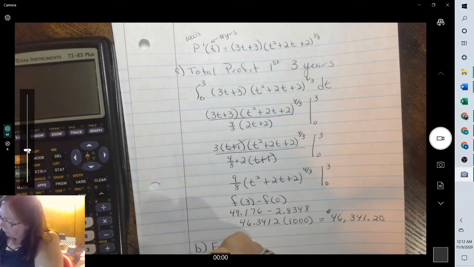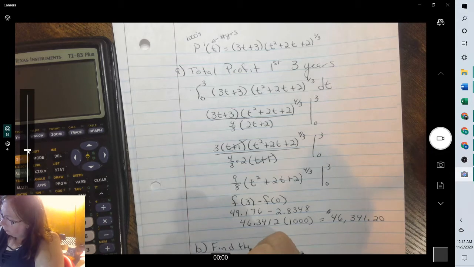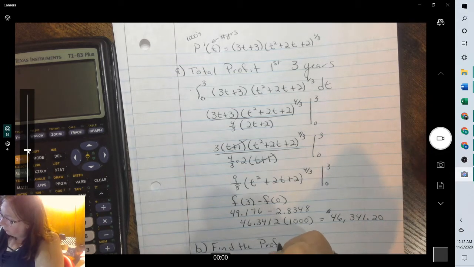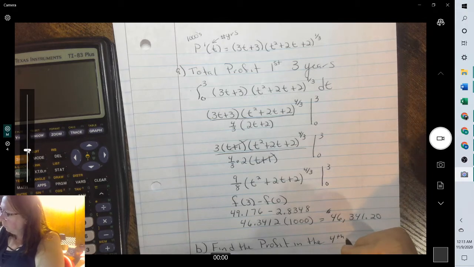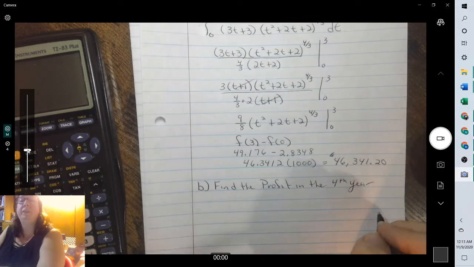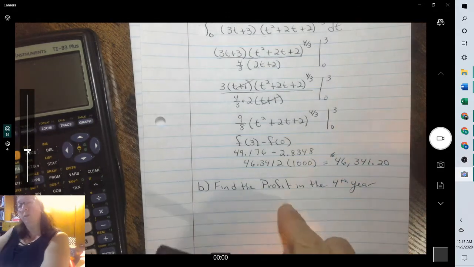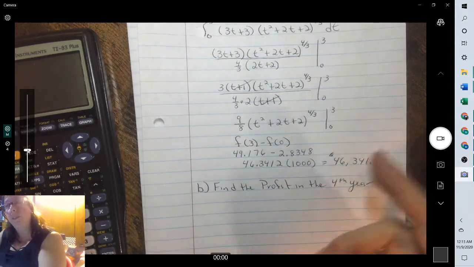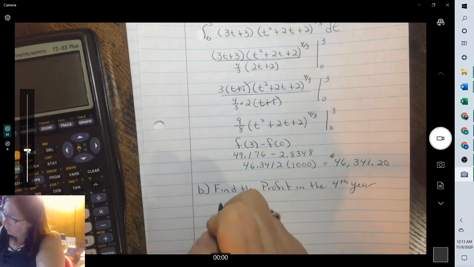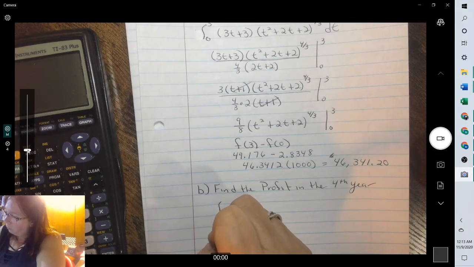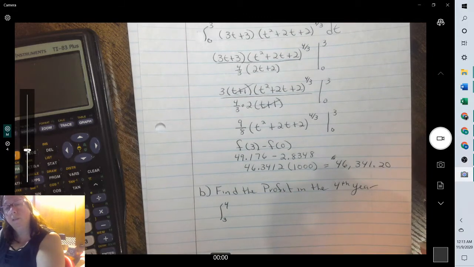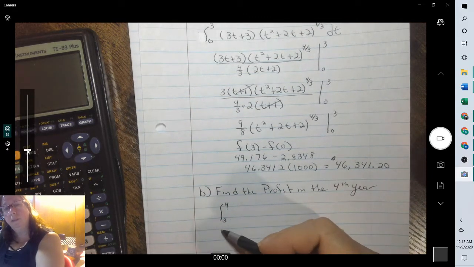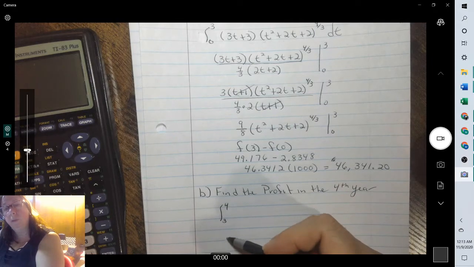B says find the profit in the 4th year. Well, if we only want a specific year, we need to go to 4, but if we go 0 to 4, it's giving us all of them. So instead, you go from 3 to 4. That way you're only getting that 4th year. This is going to subtract out the first 3.